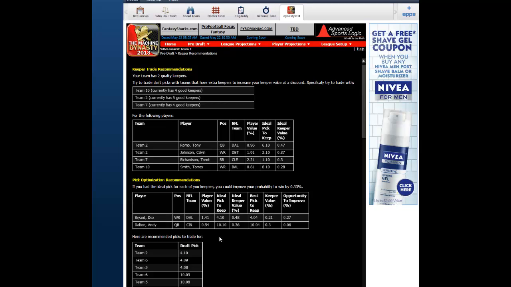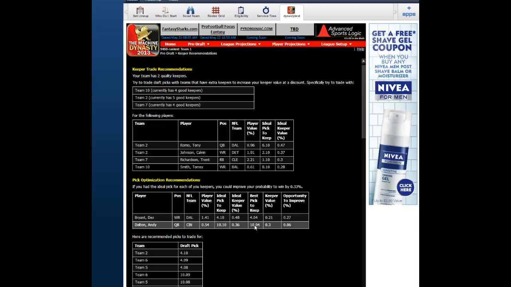Now, what do all these numbers mean? Well, the player value is that player's impact on my chances to win the championship. The ideal pick to keep, that's the last possible pick that could be used to keep that player. So that's the last pick in the 4th round and the last pick in the 10th round. The ideal keeper value percent, that's the percent difference in a player selected at that position between that player and Dez Bryant, or that player and Andy Dalton. So these guys are a pretty good percent value increase over those draft picks.